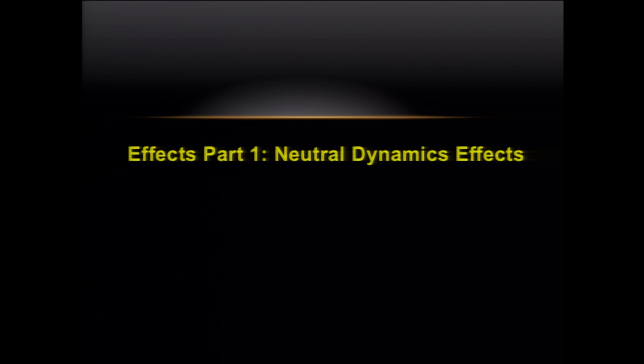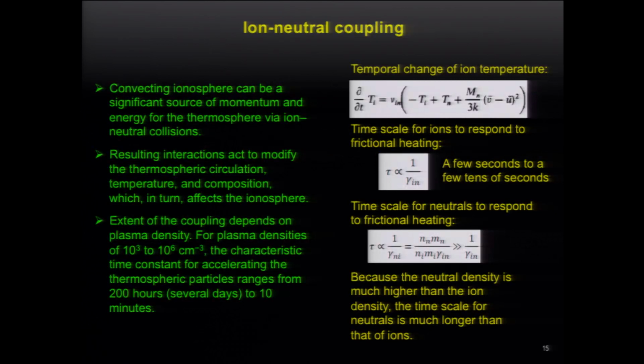It's neutral dynamics. Okay, the high latitude ionosphere, once it starts to move, is a significant source of momentum and energy for the thermosphere because of the ion and neutral collisions. This interaction can modify the thermospheric wind pattern at high latitude, and can modify its temperature and composition through frictional heating. If there is a velocity difference between the ions and the neutrals, that will tend to heat both the ions and the neutrals.